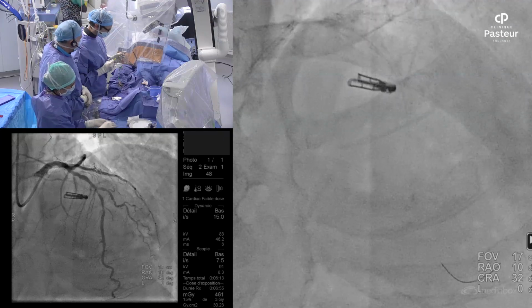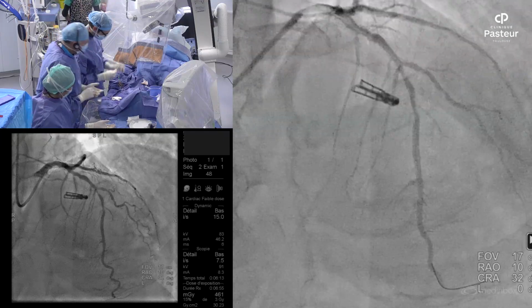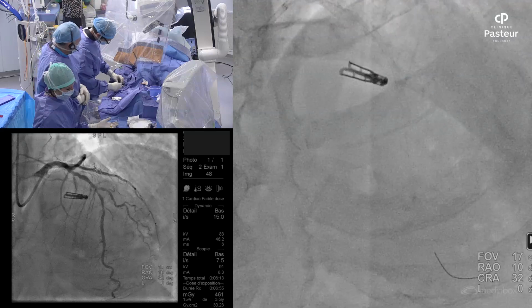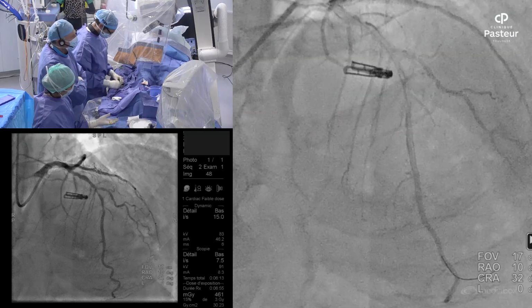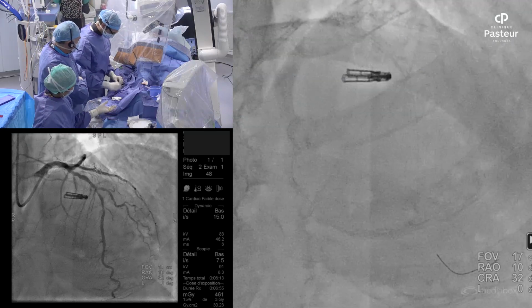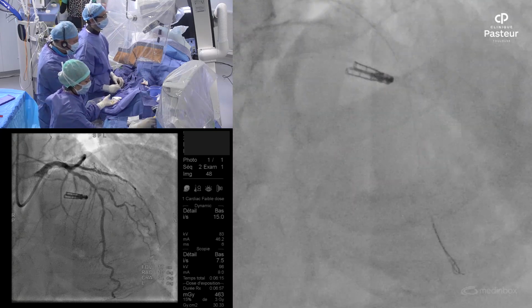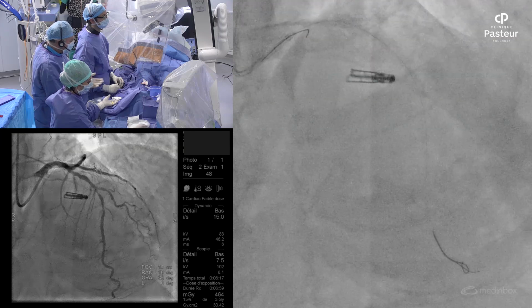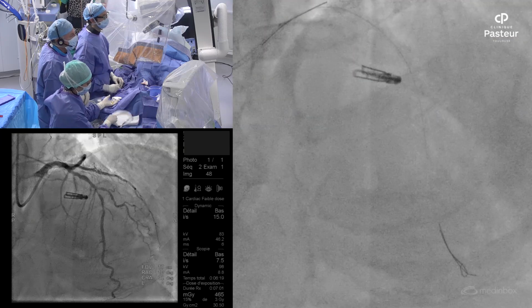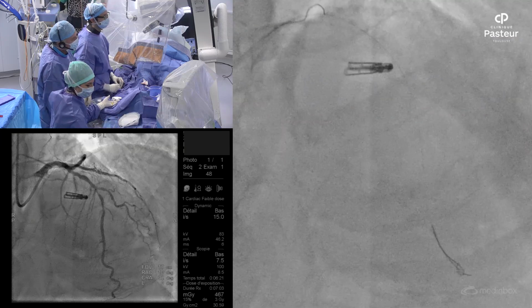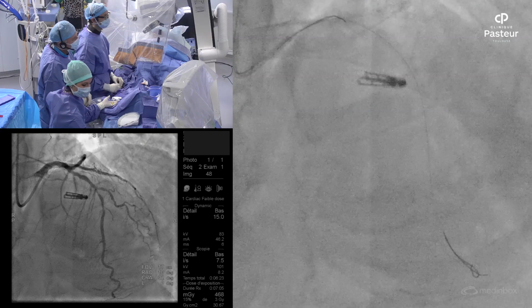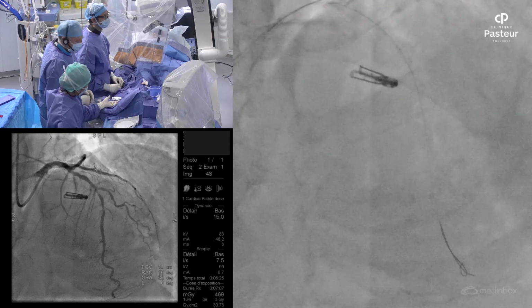That's a good point. Do you still perform laser PTCA or no? We haven't had laser for a long time. We don't have it available in our cath lab. So I don't personally have any experience with the laser. I think my partner Jean Fajadet did some cases a few years ago with the laser, but we haven't had it for a long time.